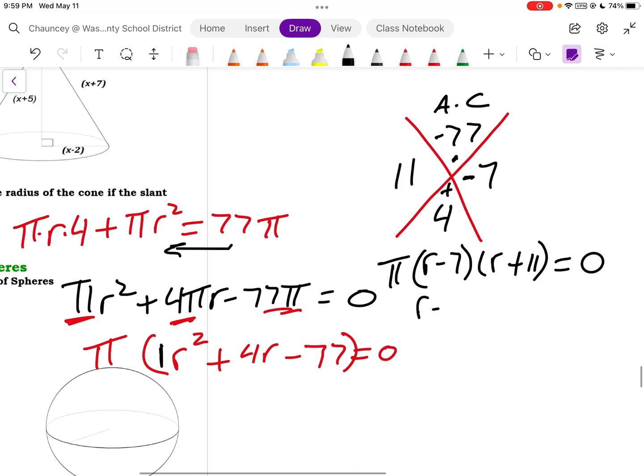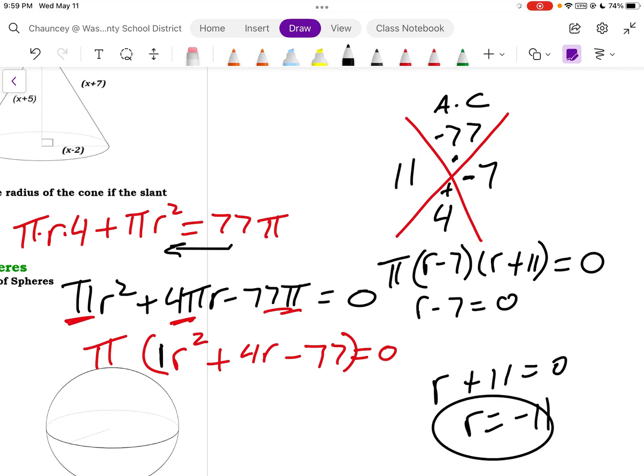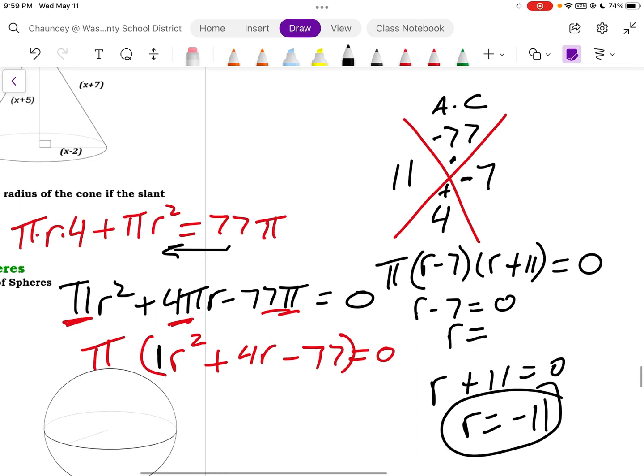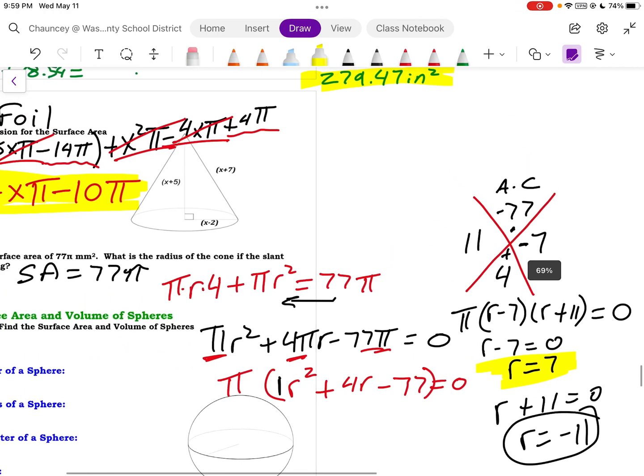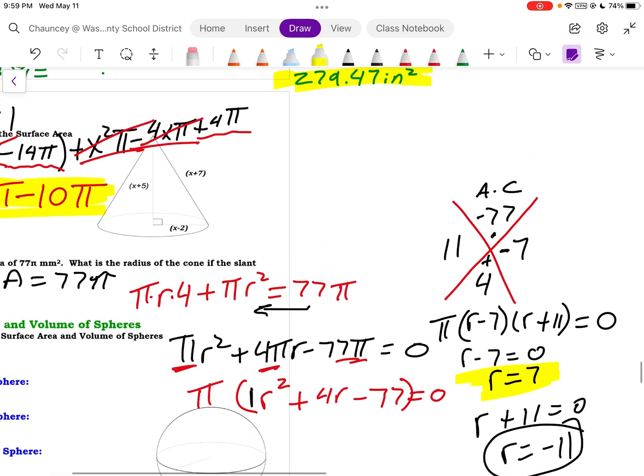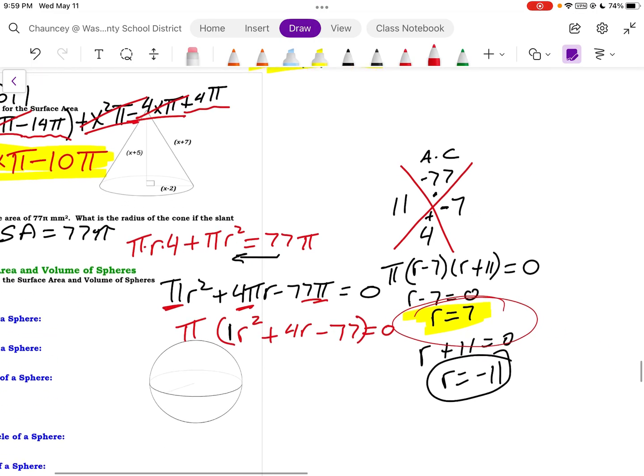Well, here's the deal. If you set this equal to 0, r minus 7 equals 0, and r plus 11 equals 0. So therefore, r equals negative 11 and r equals 7. But here's the deal. Your radius can't be a negative number. So your radius has to be positive. So if they're asking for what is your radius, well, your radius equals 7. And that is your answer.